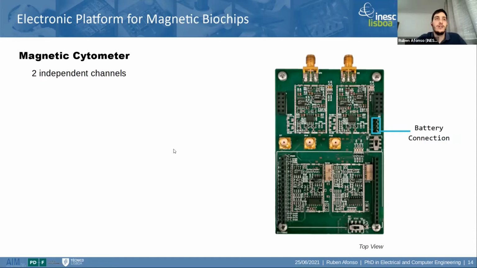To achieve this acquisition, I started by designing and manufacturing a PCB for magnetic signal acquisition that you can see on the right. The board is divided into channels. The left one is the channel 0, and the right is the channel 1.